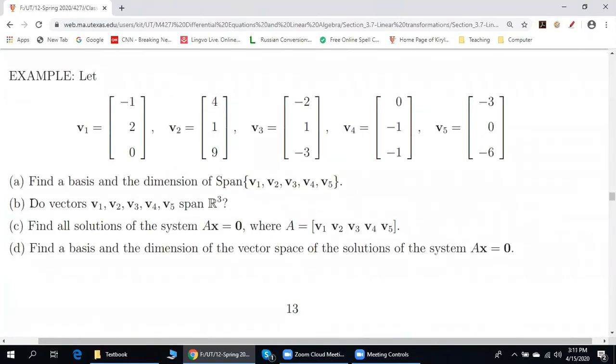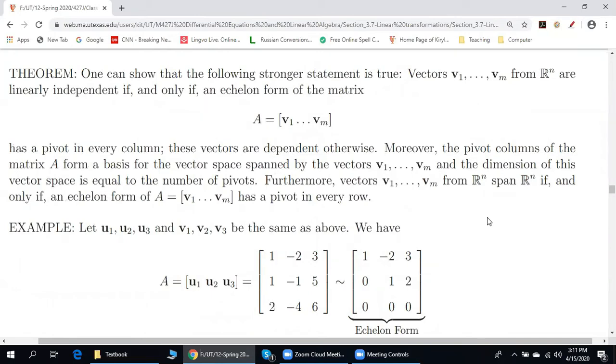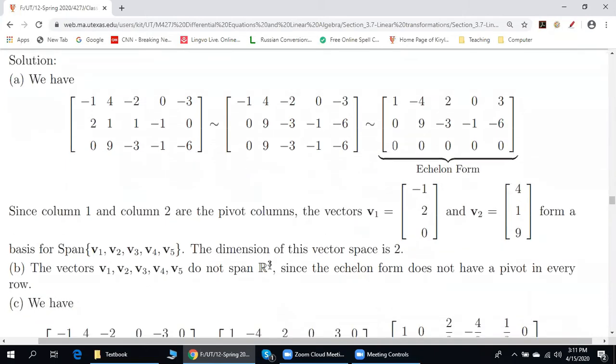Next, in B, we ask the following question. Do these vectors span R3? Let us go back to this theorem again. It says that vectors v1 and so on, vm, span Rn if and only if an echelon form has a pivot in every row. Let us take a look. Do we have a pivot in every row? No, there is no pivot here. Conclusion, our vectors do not span R3.